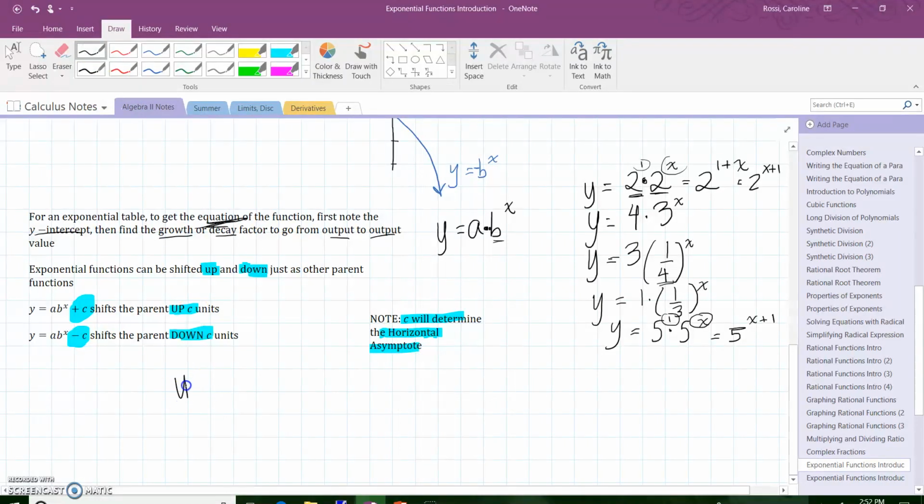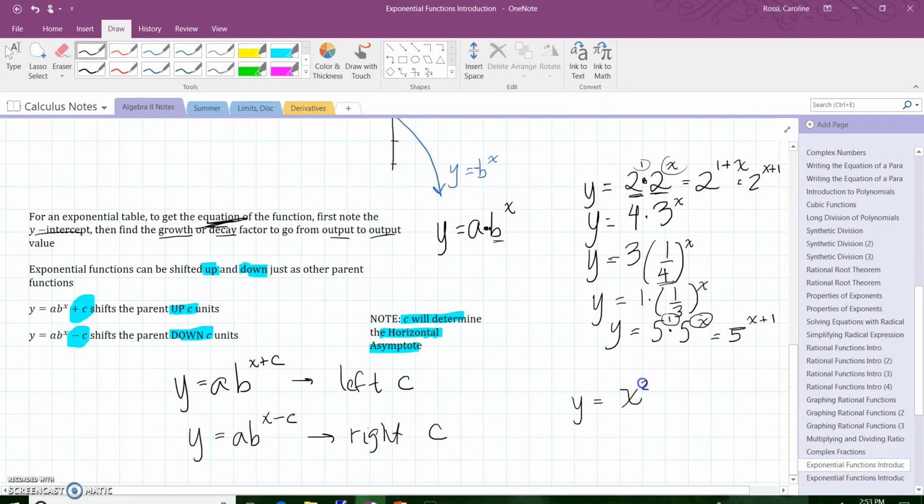Also, you can move these things left and right. So if I have this, so add these. If your plus or minus is with the x, plus c will move it left c units, and minus c will move it right c units. This is the exact same as when I had x squared, and then I had, like, oh, x minus 1 squared. That moved it right 1, whereas x plus 2 squared moved it left 2. It's just we don't have parentheses here. You put it in the exponent with the variable.